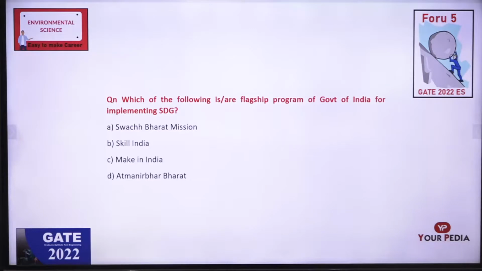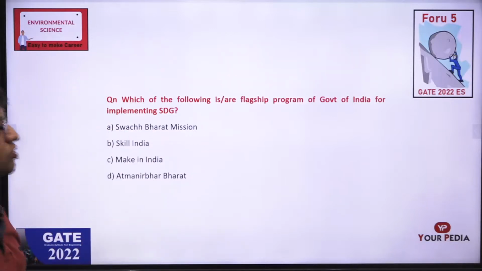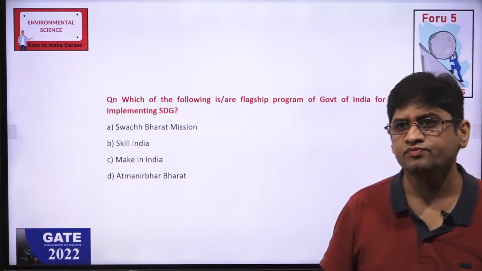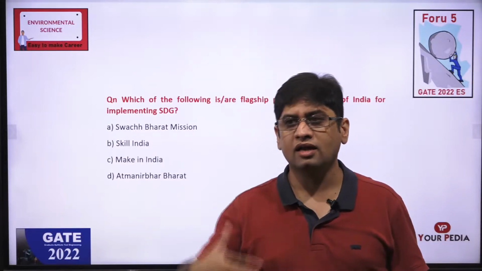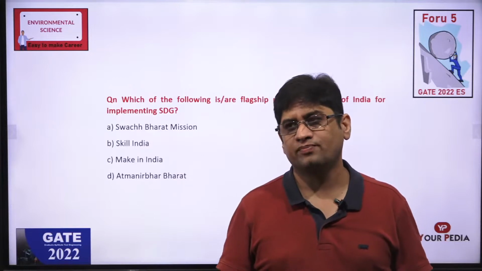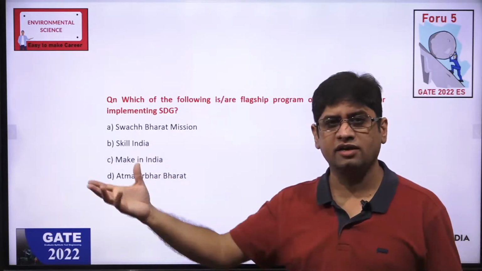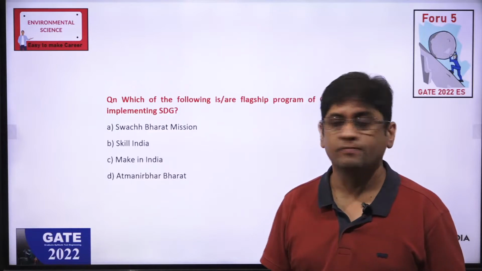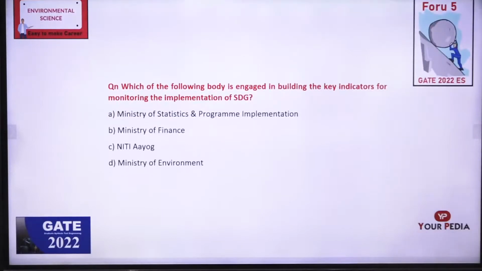Which flagship program of the Government of India works in the direction of accomplishing sustainable development goals? You know, when this government came in 2014, the BJP government with Narendra Modi ji as Prime Minister, the first flagship program was the Swachh Bharat Mission. And Skill India, Make in India, Atmanirbhar Bharat, the government brought during Covid. So will all of these help in implementing the sustainable development goals? Which one will help?